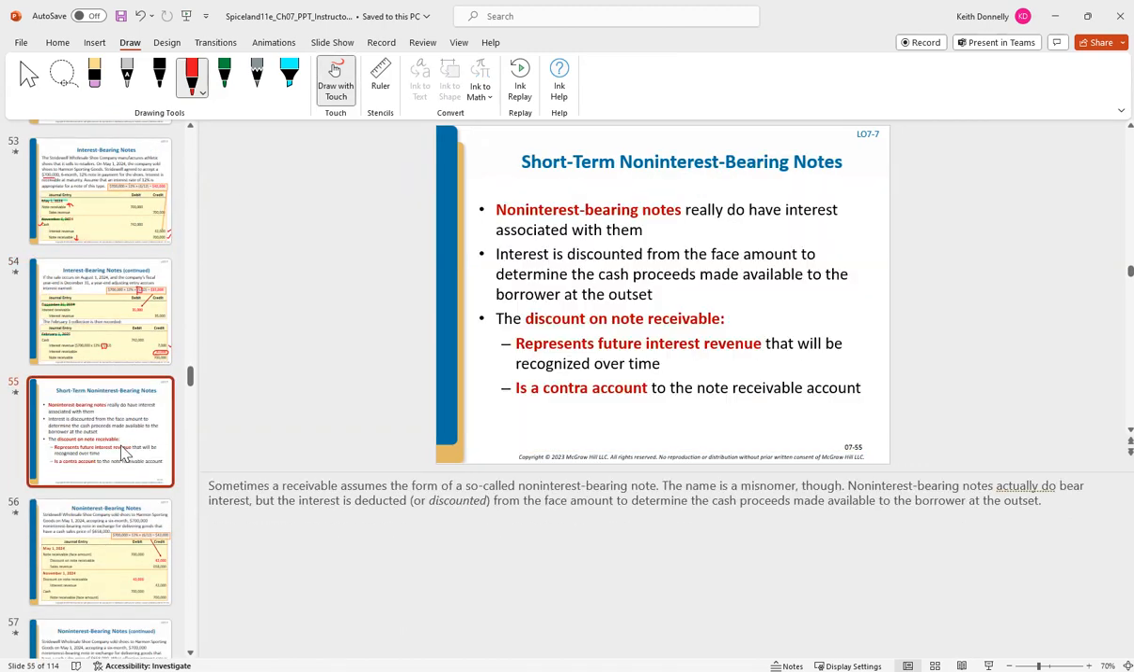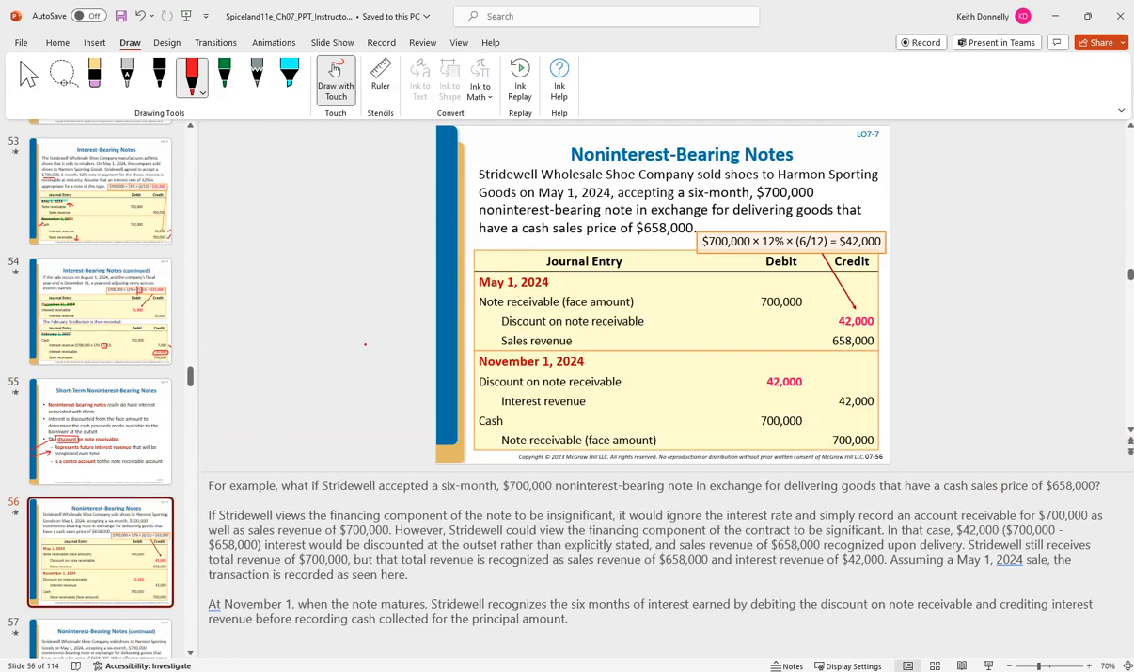All right, they talk a little bit about non-interest bearing notes. They don't really charge a stated interest rate, but one of the things here on them is they're going to have a discount, which essentially will represent the future interest revenue. And that discount account will be a contra account. Let's look at an example here, again, give it some numbers. It's always better to see it with more examples.